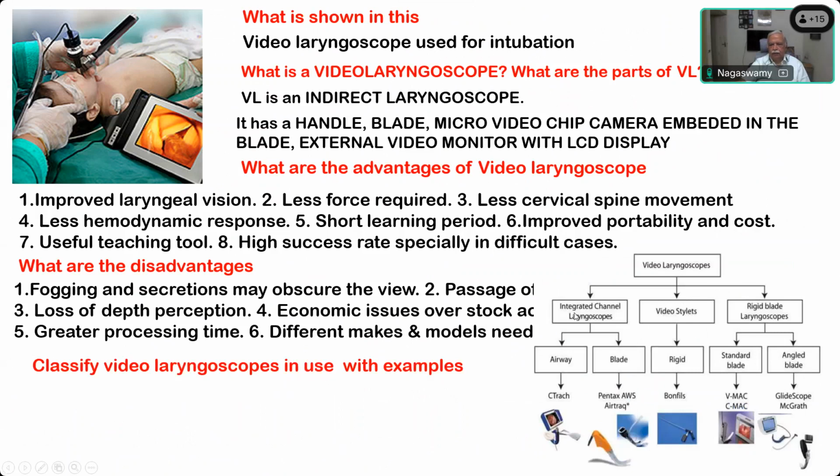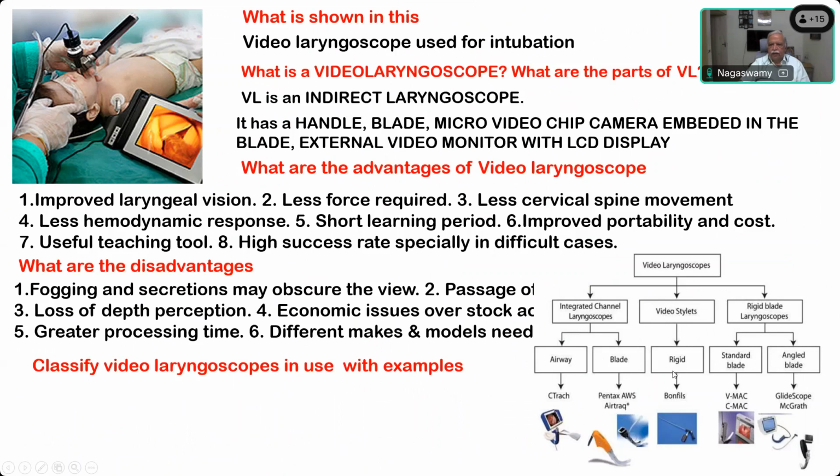Video laryngoscopes can be integrated channel laryngoscopes, video stylets, or rigid blade laryngoscopes. These are the 3 major types of video laryngoscope. In the integrated channel laryngoscope, you have the airway integrated laryngoscope, which is called C-Trach. You have the blade image, and the airway is the integrated channel. You can use only an airway. And with the blade, you have the Pentax AWS and Airtraq.